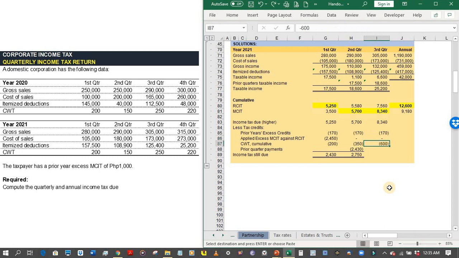Then for the CWT, this will be the cumulative amount. So this is 600 pesos. And this is computed as 200, 150, and 250 pesos. Then, our prior quarter payments has a total now of 5,180 pesos. And this is the total of 2,430 pesos and 2,750 pesos.